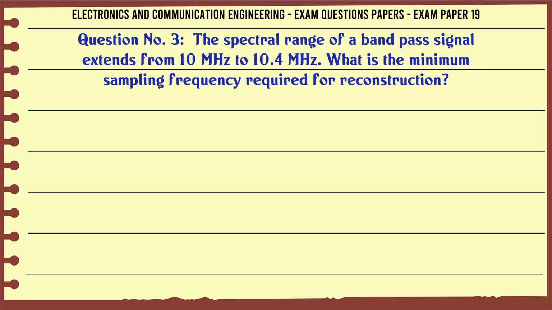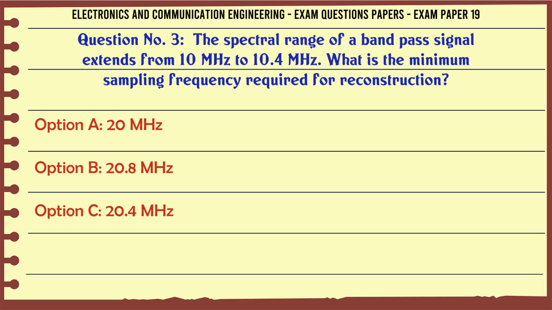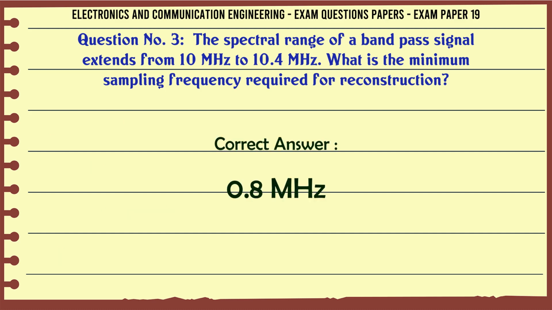The spectral range of a band-pass signal extends from 10 MHz to 10.4 MHz. What is the minimum sampling frequency required for reconstruction? A. 20 MHz. B. 20.8 MHz. C. 20.4 MHz. D. 0.8 MHz. The correct answer is 0.8 MHz.